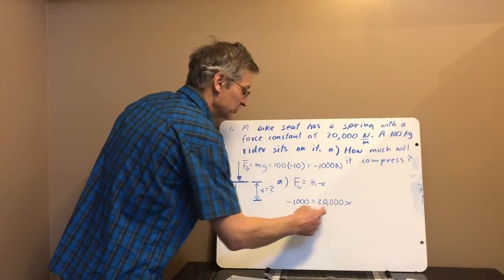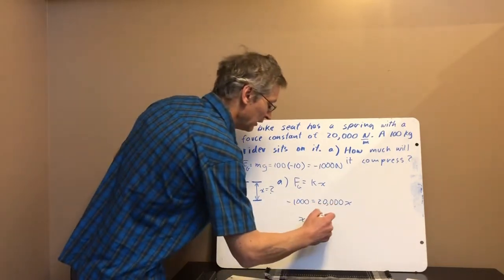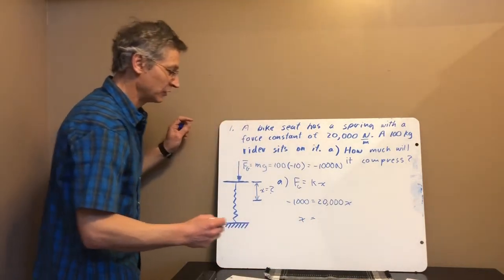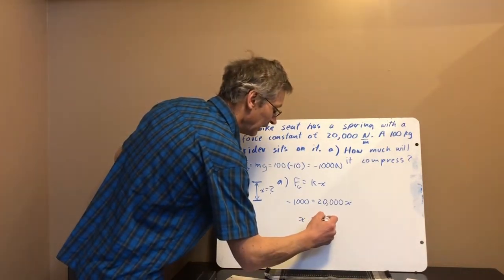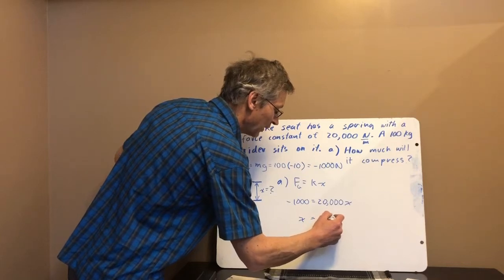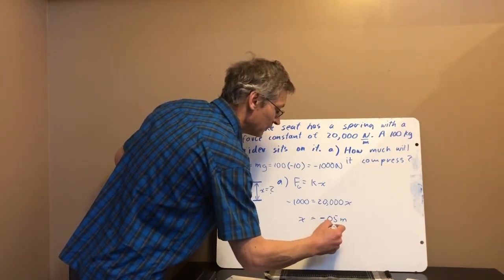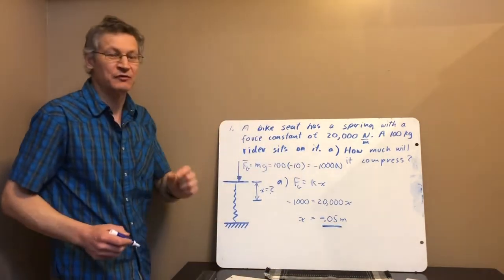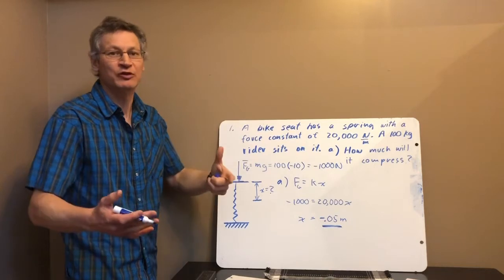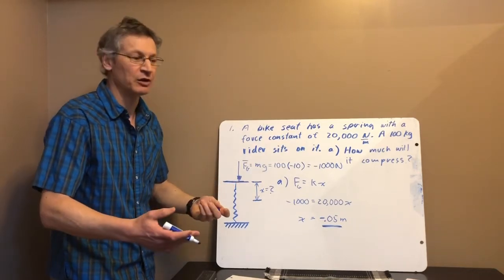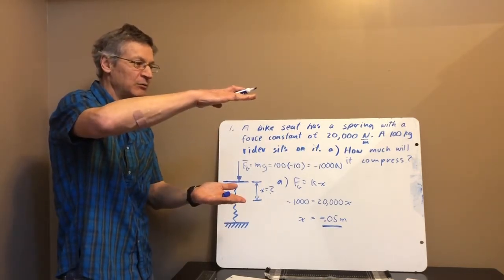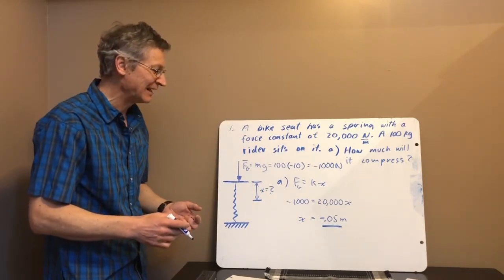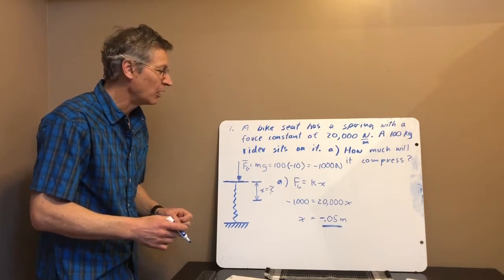So you just solve this equation for x. The 20,000 goes over to the other side, and it goes downstairs, and it's going to come out to be negative 0.05 meters. Which is 5 centimeters, about that much, right? Reasonable answer. You're talking a seat on a bike, if someone sits on it, yeah, 5 centimeters, that's a reasonable amount for it to compress.